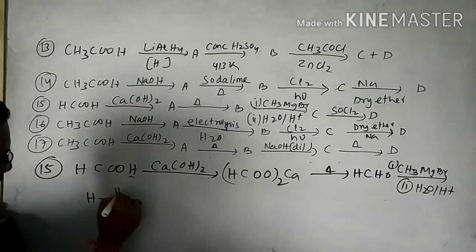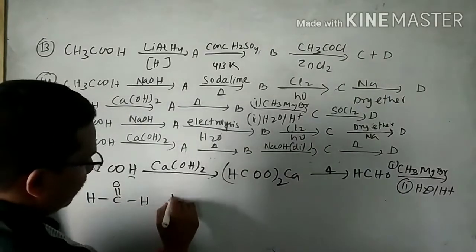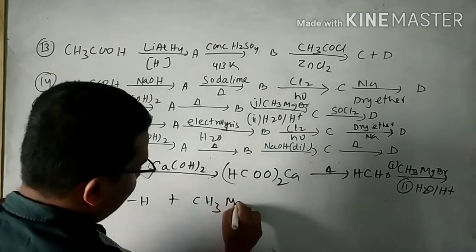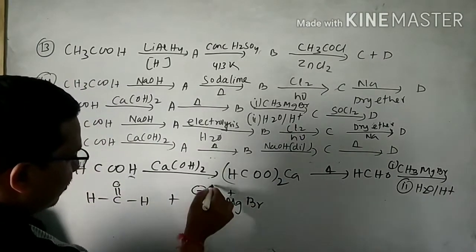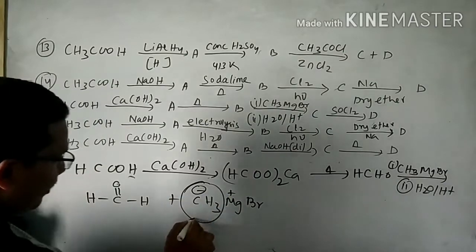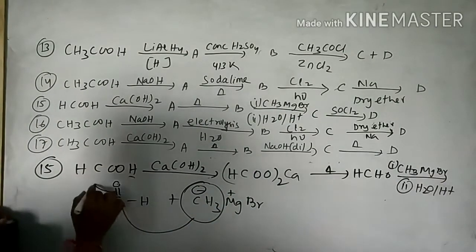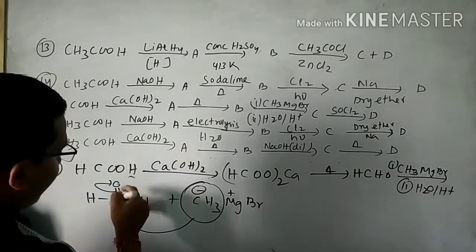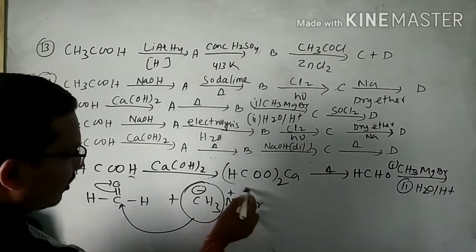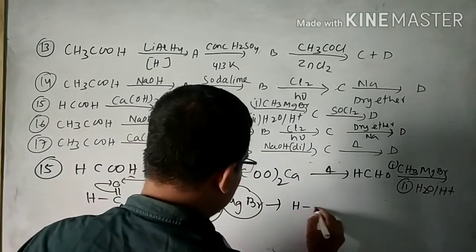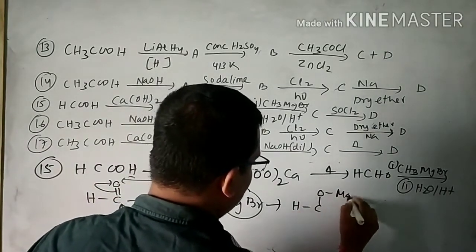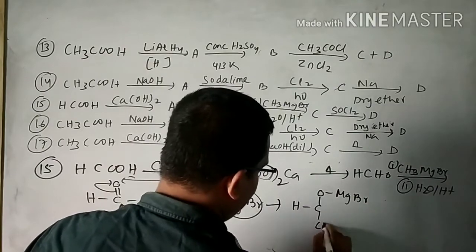Formaldehyde has a structure like this. This is your Grignard's reagent. This is your plus, this is your minus. The CH3 part will attack here. As a result, O minus will be formed, and this O minus and MgBr combine and form an addition product, that is your adduct. This is the addition product.